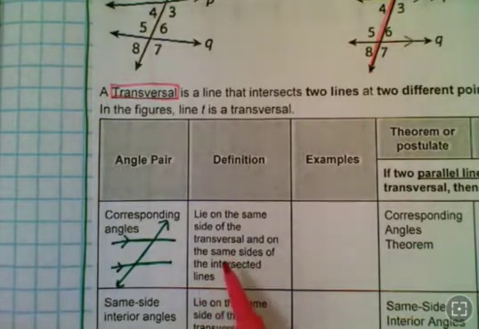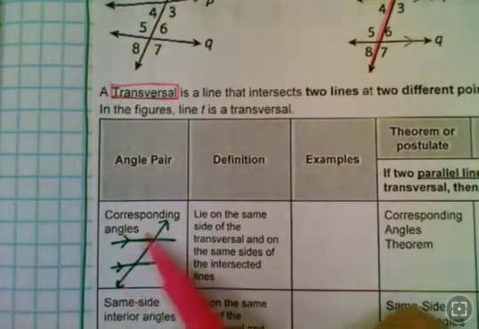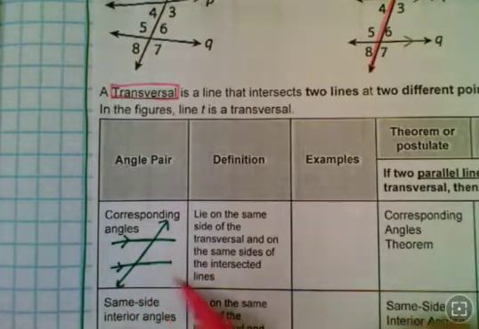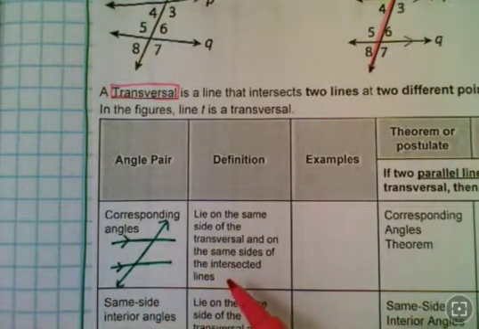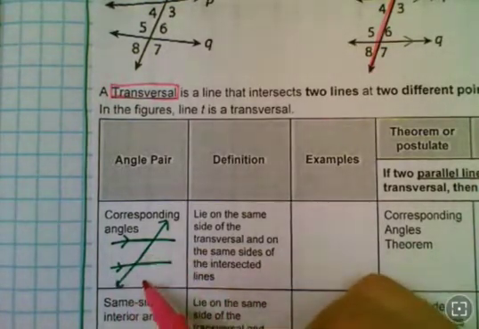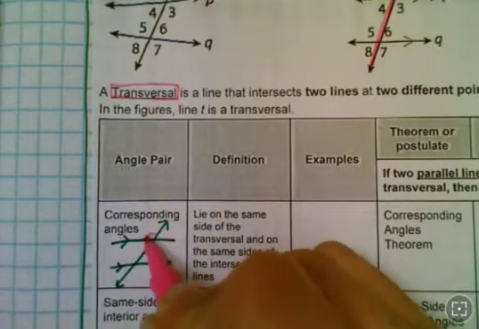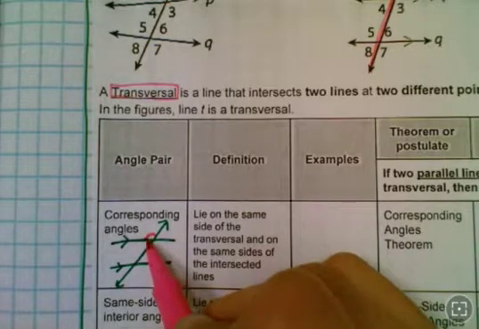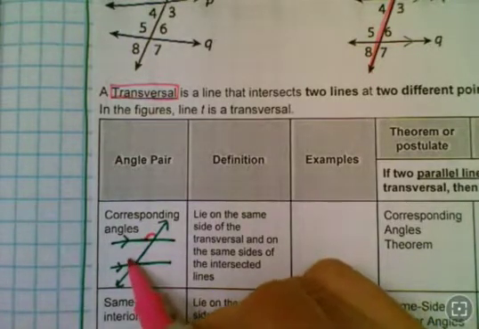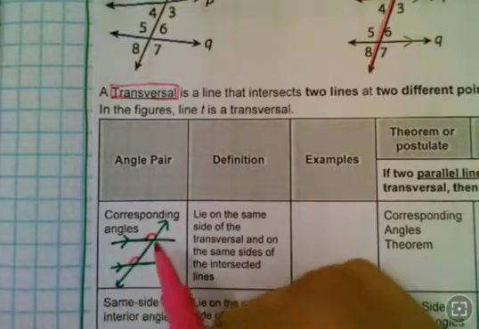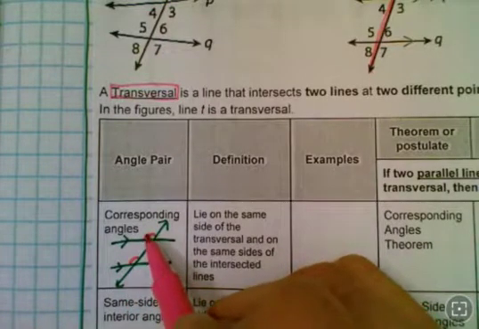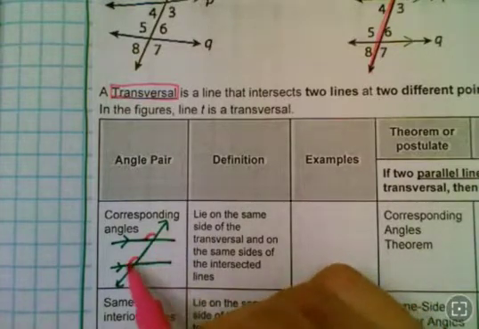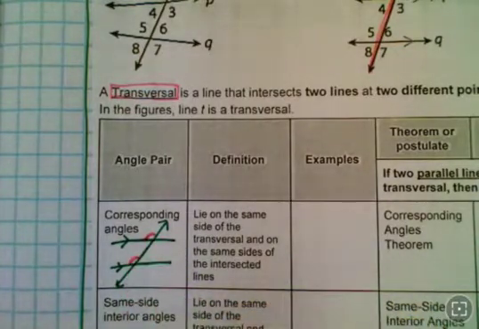Same side of the transversal in this case would mean they're both on the left side or they're both on the right side, but they're also on the same side of the intersected lines. That means they're both above the intersected lines or below each intersected line. We're just going to show one example. That angle is corresponding to essentially its exact counterpart at the other intersection, the top left counterpart. So this angle is the top left angle in this intersection, and it's the top left angle in this intersection. And so those are called corresponding angles.